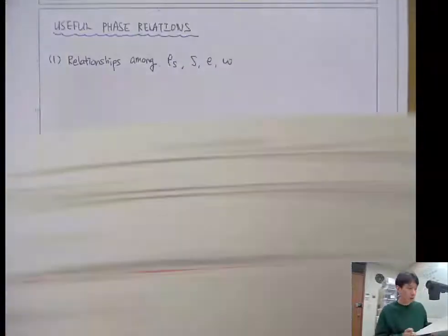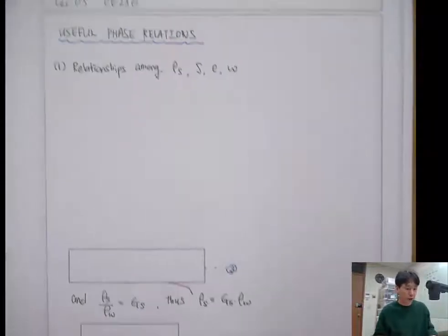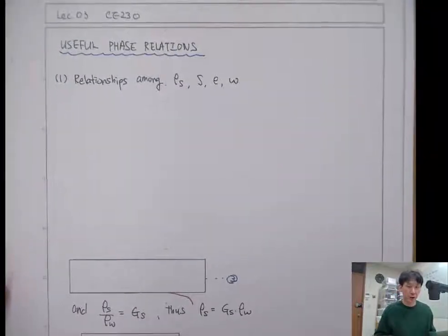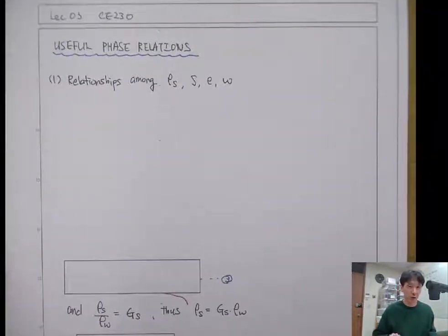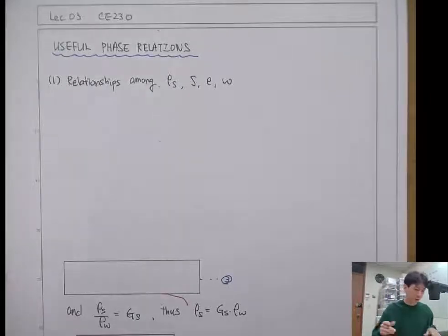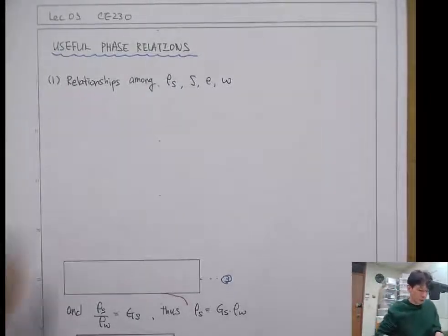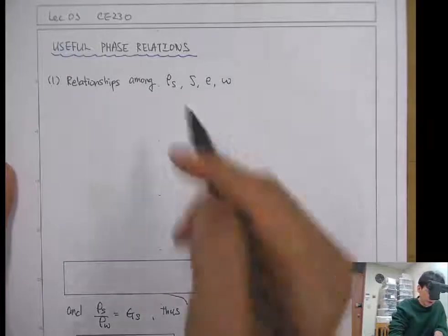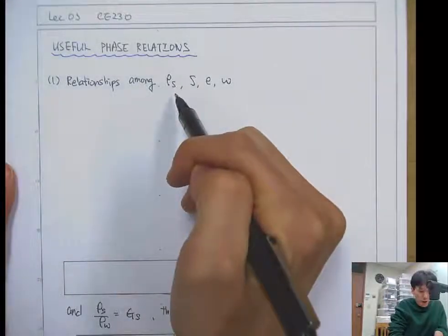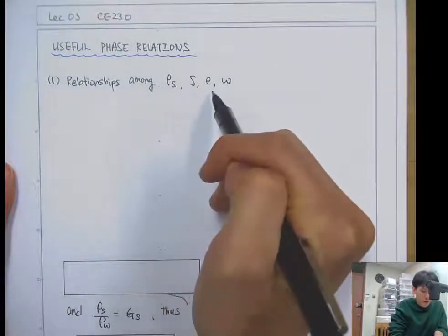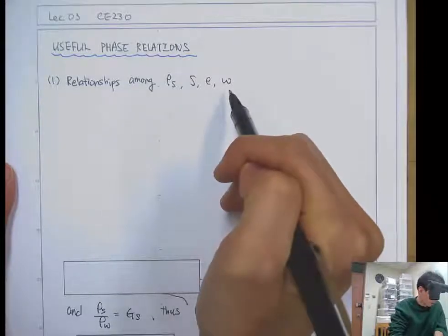Today, we'll talk about the useful phase relations. So we're gonna derive several relations among the parameters. The first relationship that we're going to derive is the relationship among the solid density, degree of saturation, void ratio, and water content.